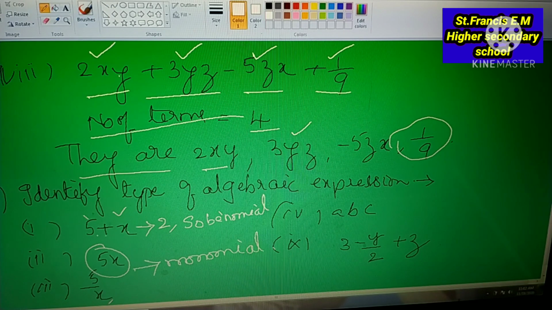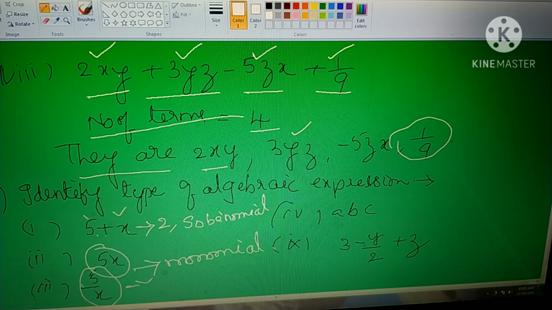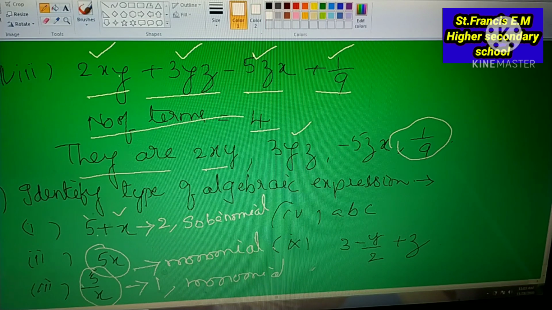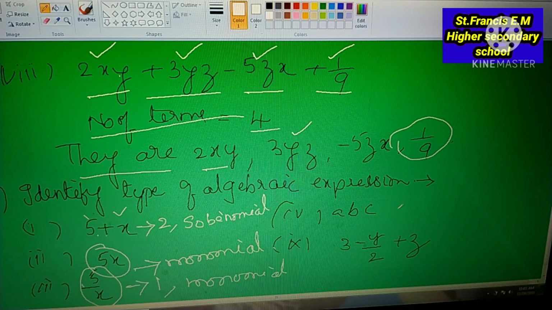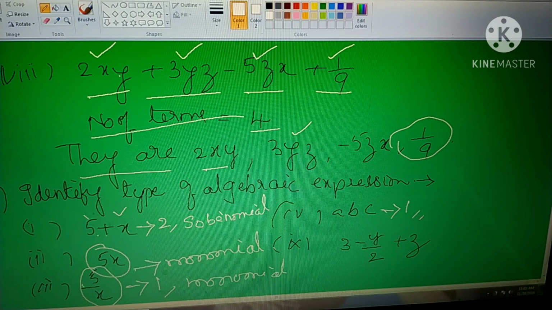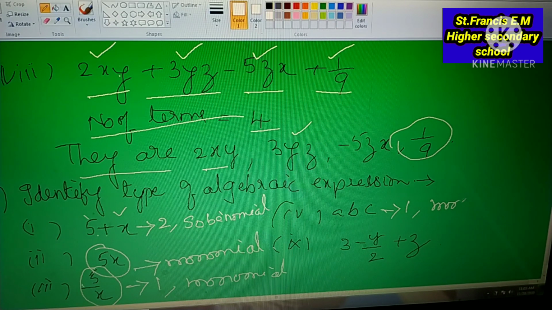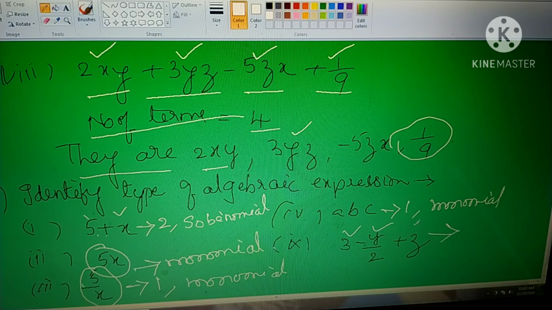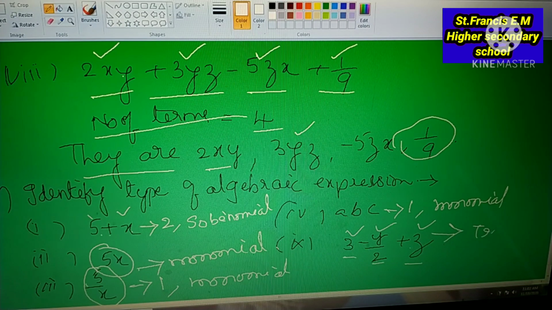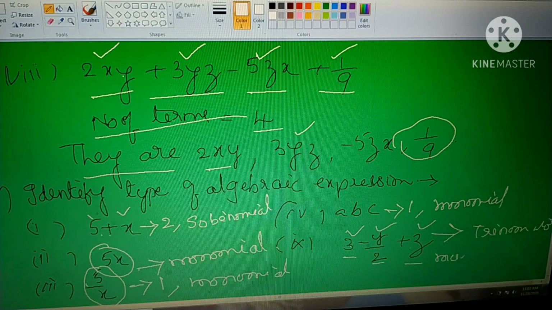So see this one, 5 by x. We can call it 1 term. So 1 term means what? Monomial. Okay. Next is abc. So abc means only 1 term, so we can call it a monomial. Now see this one. This expression is divided into 3 terms: x, 3 minus 5 by 2, plus z. Here we have 3 terms. So we can call it a trinomial or multinomial.